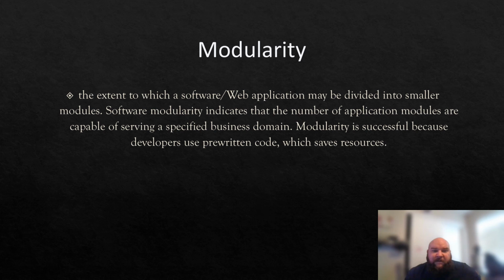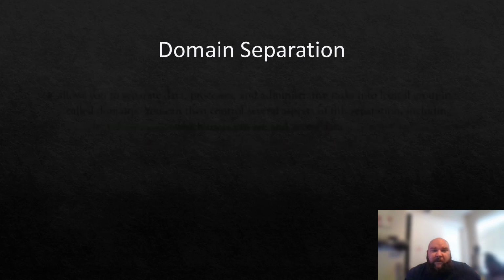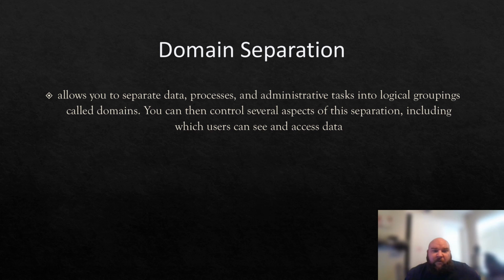Modularity. The extent to which a software web application may be divided into smaller modules. Software modularity indicates that the number of application modules are capable of serving a specific business domain. Modularity is successful because developers use pre-written code, which saves resources. Domain separation allows you to separate data, processes, and administrative tasks into logical groupings called domains. You can then control several aspects of this separation, including which users can see and access data.